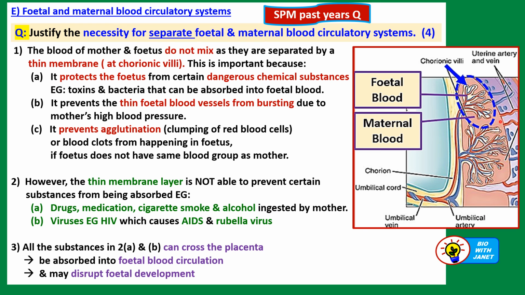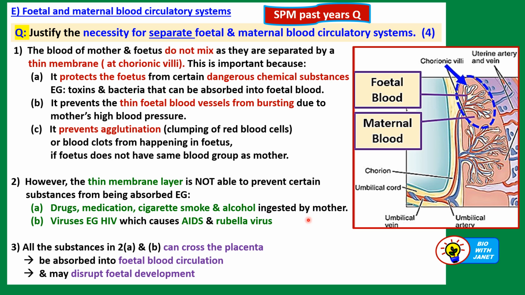If these two blood types were to mix together, then antibodies can be released by the blood, and it can cause the clumping of red blood cells of the fetus, right? And also blood clots can happen in the fetus, so this is very dangerous and can cause harm to the fetus. That's why the blood of the fetus and the mother do not mix, and the fetus and mother have separate blood circulatory systems. Okay, so take note of this question and answer.